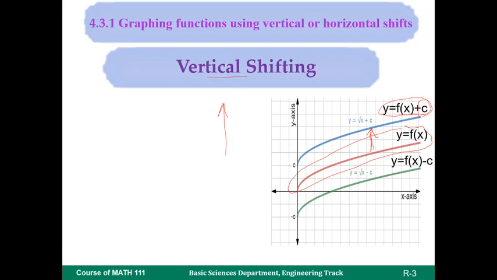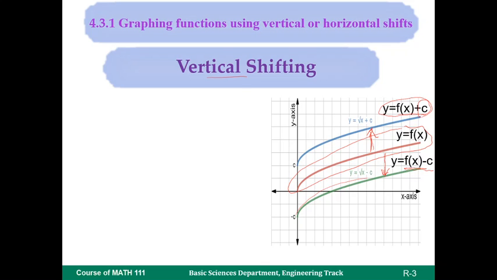We do it this way. It's a vertical shift. Or we do it downward, because if we are given y is equal to f of x minus c, then we can shift the graph of y equal to f of x c units down, and it will give you the graph of y is equal to f of x minus c.